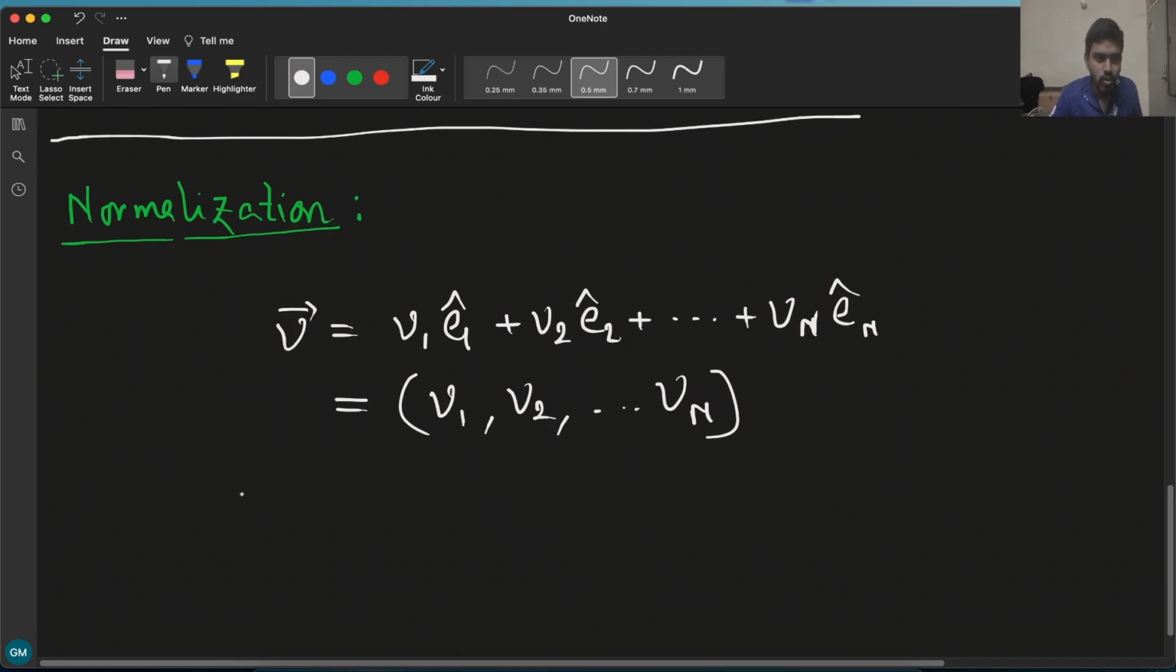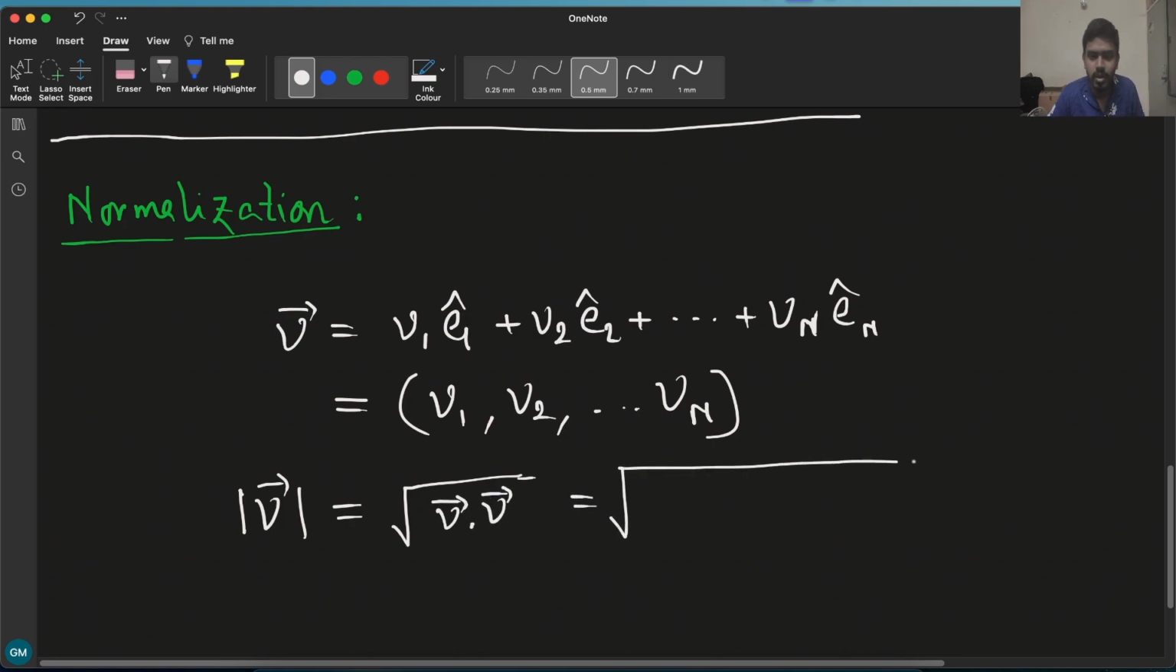The magnitude or mod of v is analogous to the length in case of three-dimensional directional vectors. That is the square root of v dot v, which is nothing but the dot product of the vector with itself, that is v1 times v1, so v1 square plus v2 square plus dot dot dot plus vn square, under the square root.